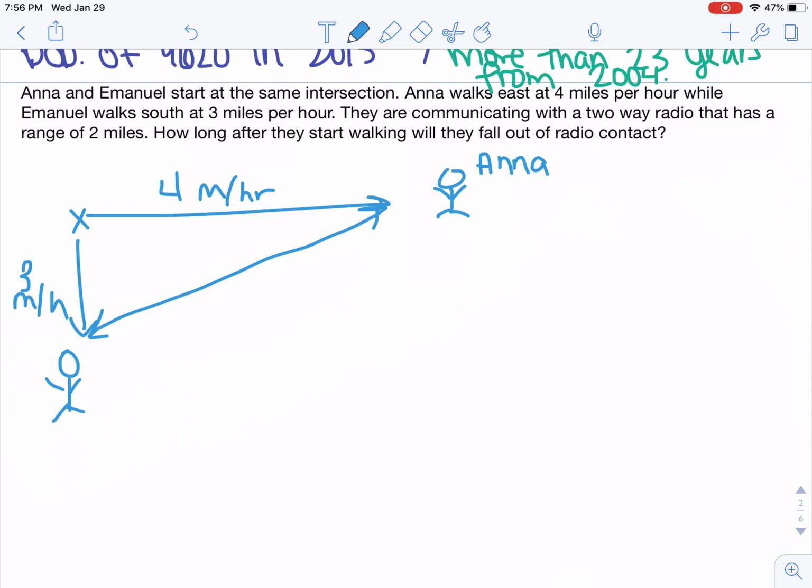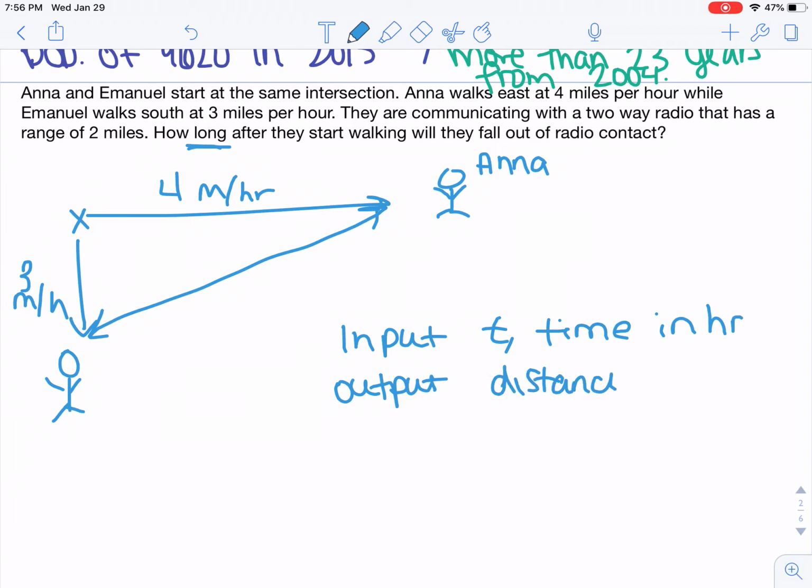Okay? So, based off of what we got here, we want to know how long is it going to take. Okay, so how long means time here. So time in hours, or however you want to do it. Time in hours is probably the easiest, since they're walking per hour. So that means my input here is t, and that's going to be in hours, because they're walking 4 miles per hour or 3 miles per hour. And then our output, or our dependent part, is the distance between them.